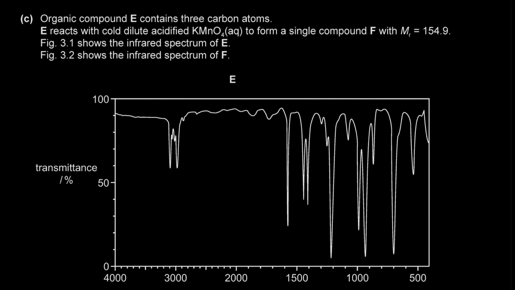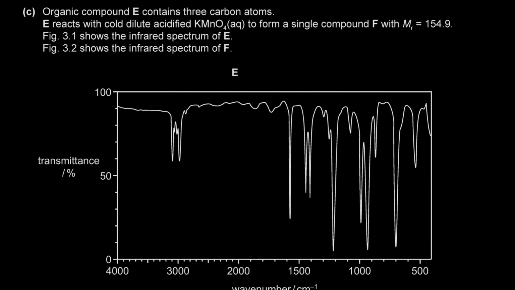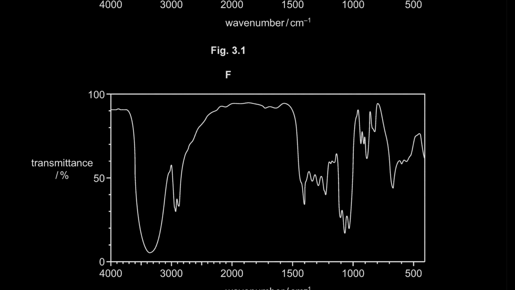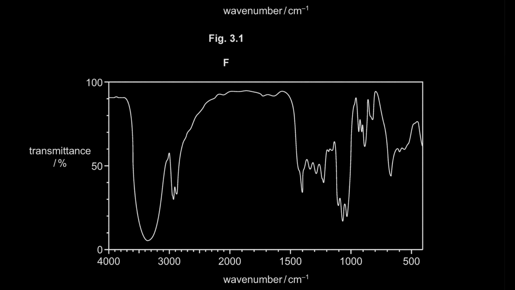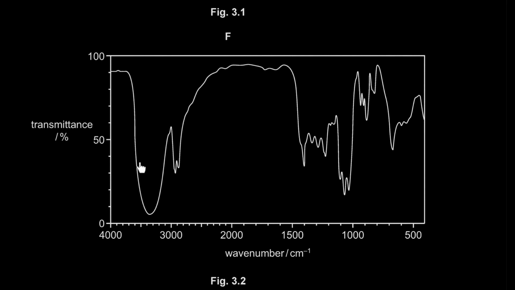Organic compound E contains 3 carbon atoms. E reacts with cold dilute acidified potassium manganate(VII) to form a single compound F with Mr equal to 154.9. Figure 3.1 shows the infrared spectrum of E. Figure 3.2 shows the infrared spectrum of F. So here's the infrared spectrum of E, and figure 3.2 is the infrared spectrum of F.